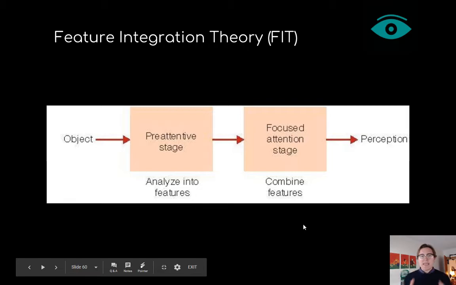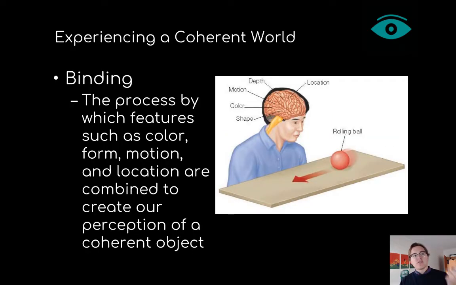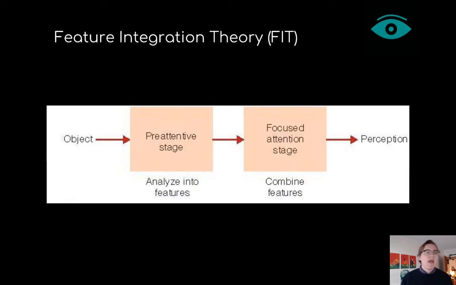Now, in attending to those characteristics, or as Treisman put it, features, we need to think about how our attention actually allocates resources. What our attention does, according to the FIT model, is go through a pre-attentive stage, a focused attention stage, and then it establishes perception. The idea of the pre-attentive stage is to analyze features. So the features of motion, depth, color, shape, location move from the pre-attentive stage to the focused attention stage. This is the point at which we actually apply meaning to that object. We combine all the features together and we establish what those things are.